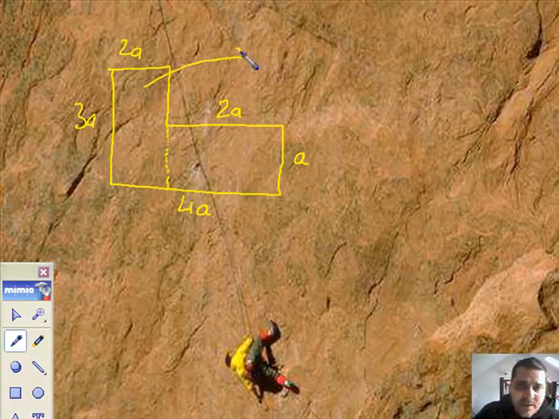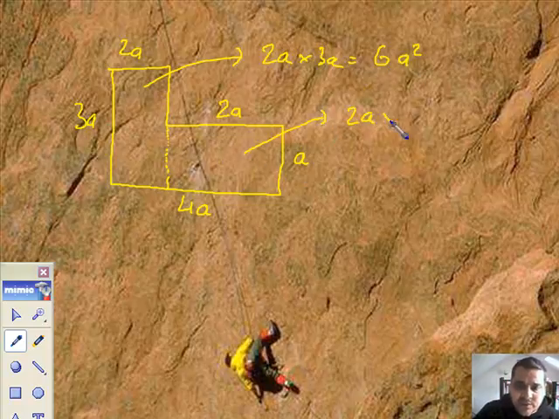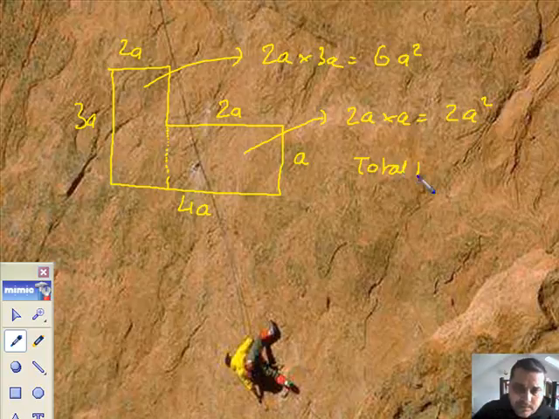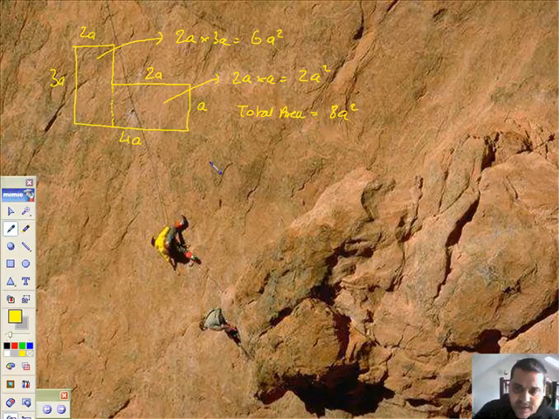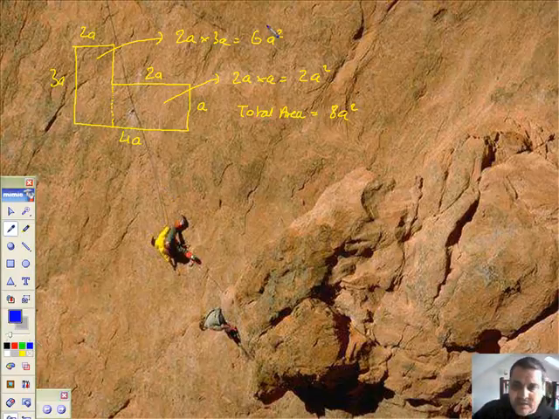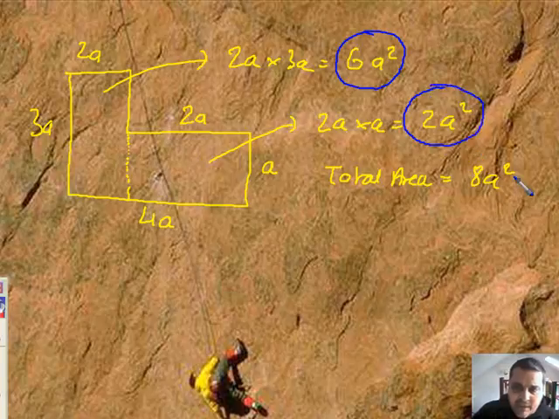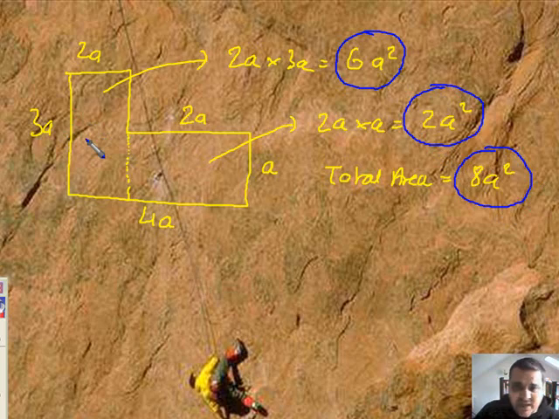So this part alone would be 2A times 3A. It's going to give us 6A squared, and this part is going to be 2A times A, which is 2A squared. Total area is going to be 8A squared. What have I done? I've taken that one and that one, and I've added them to get that one. That's it. I'm sure I could have chopped it across there and done it differently.